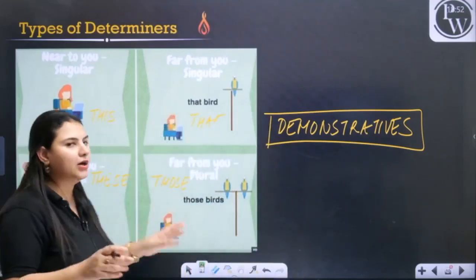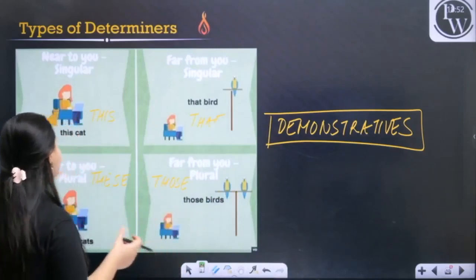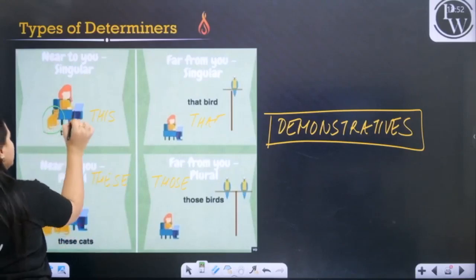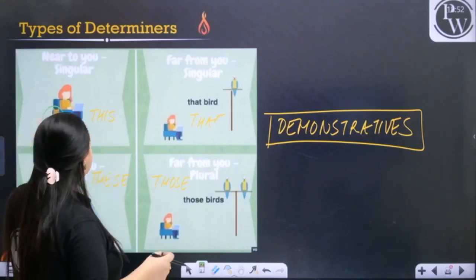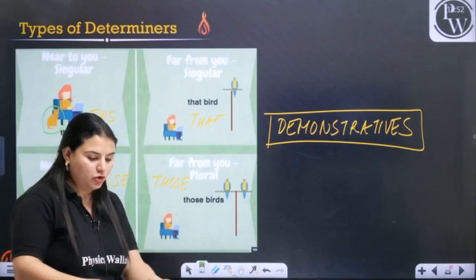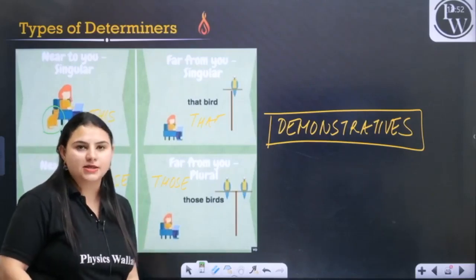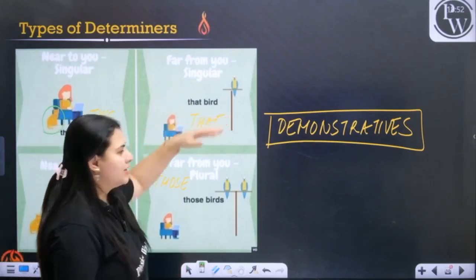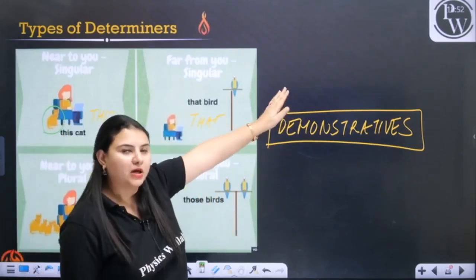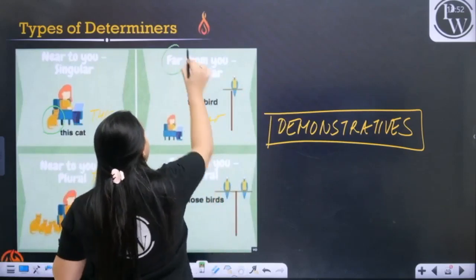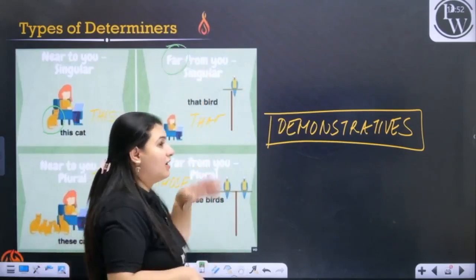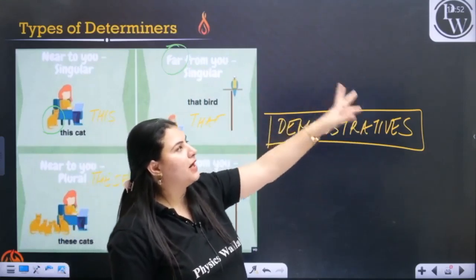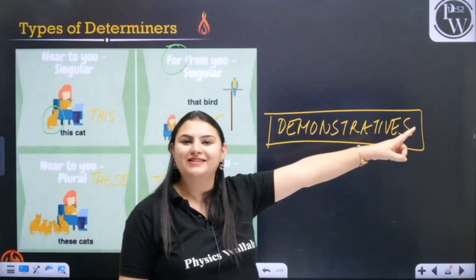Near to you. When the thing is singular and it is near to you, you use this. Now, this you must be knowing. This is very simple. This cat. The cat is sitting just next to the girl. So, that is why this cat. She is pointing to this cat. The cat is singular and it is sitting near the girl. This cat. But in this case, the bird is also singular, but it is far from the girl. That is why she is saying that bird. She is pointing towards the bird and she is saying that bird. I am talking about that bird.